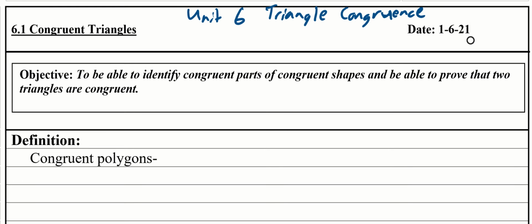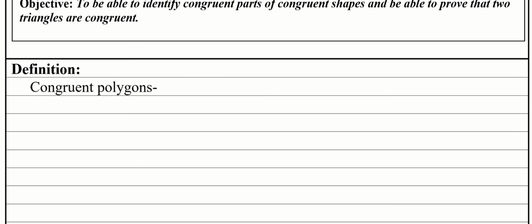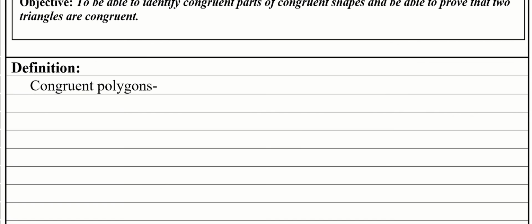Our objective is we want to be able to identify the congruent parts of these congruent shapes and then be able to prove by the end of this that two triangles are congruent. We won't go through a full-out proof, but we'll see when we get through this. So first definition, we're going to write down congruent polygons. Polygon is just another word for shape.